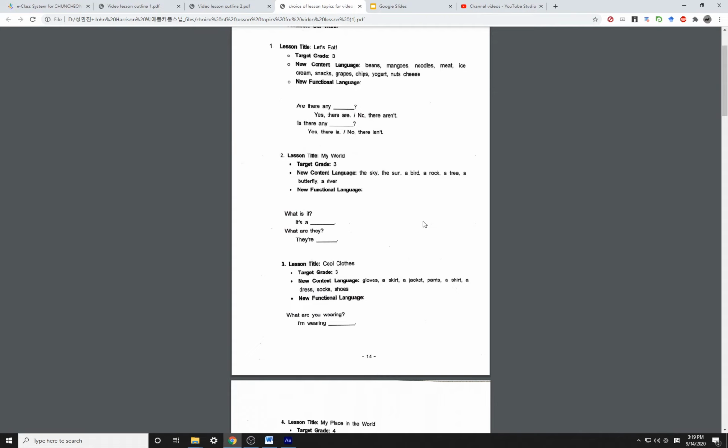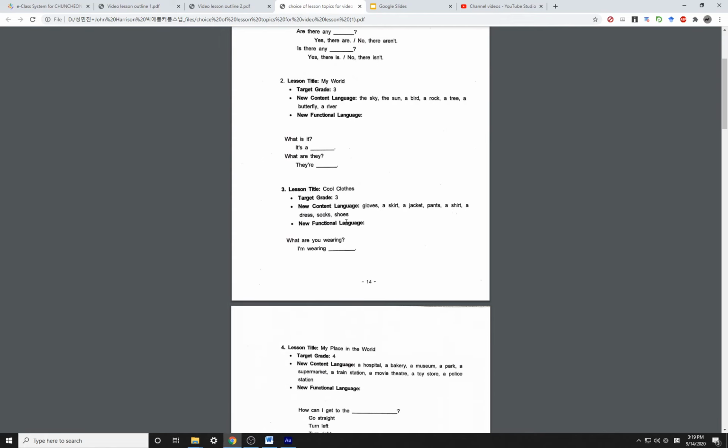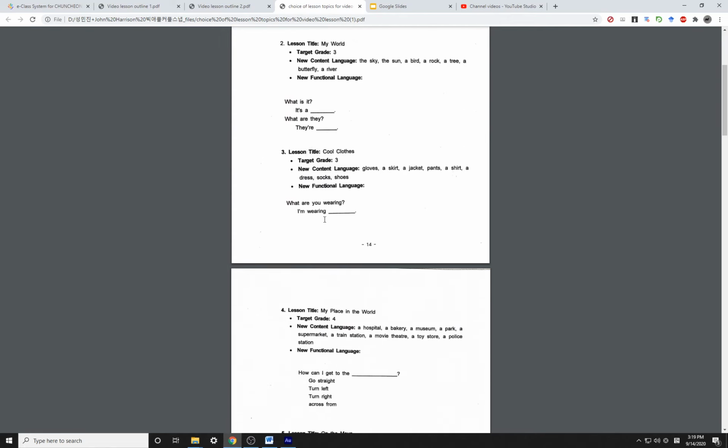Third option, cool clothes, clothing, boom. You probably got these at home somewhere. This is again for 3rd grade. Gloves, a skirt, a jacket, pants, a shirt, a dress, socks, shoes. We have plurals for some of these. We have articles for others. So we get to work with those. And functional language: What are you wearing? I'm wearing blah blah blah. This is so easy to do as a fashion show. Super duper easy. A lot of students in the past just did this.